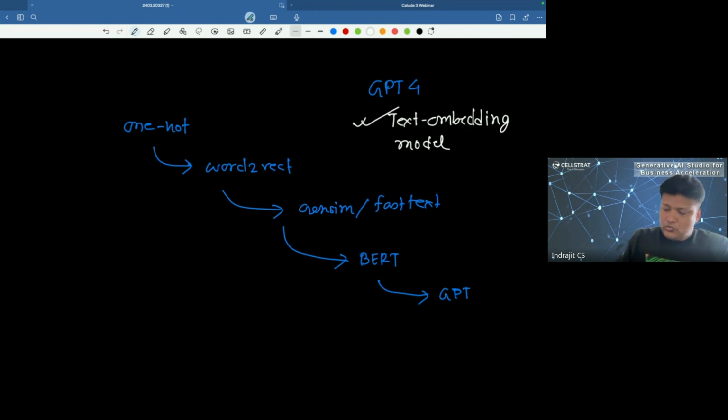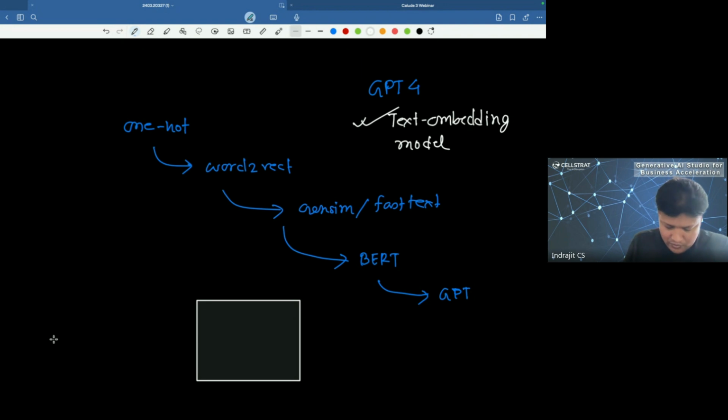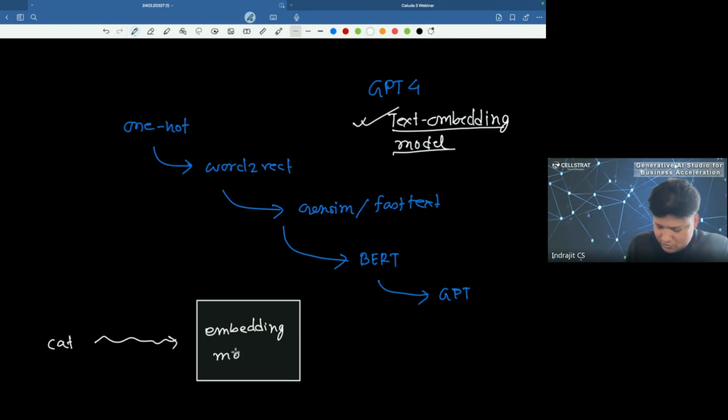All right. So why do we need these text embedding models? In very layman terms, it takes a word. Let's say I have an embedding model, I can take an OpenAI text embedding model, and I get a vector out of that.